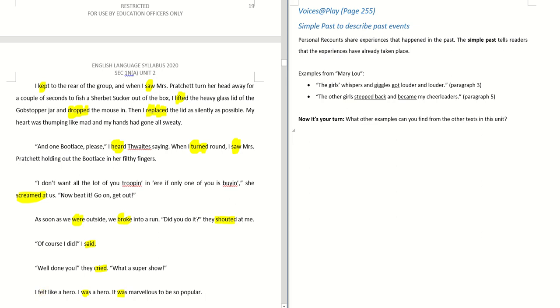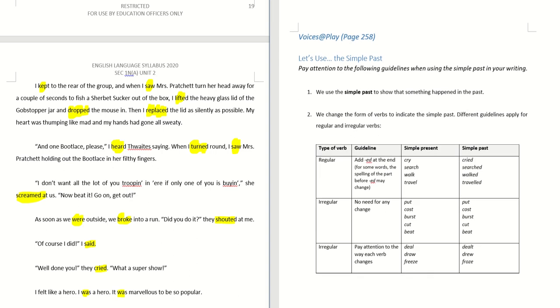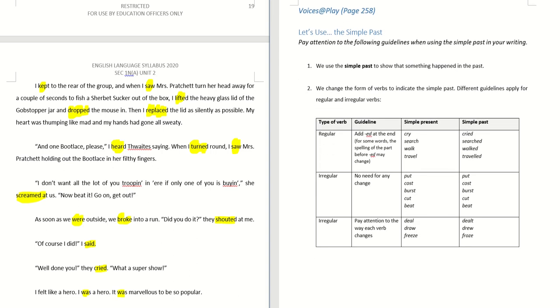So we have tried to find examples from the text, The Great Mouse Plot. So you can try reading and find examples from the text itself. Okay, now let's move on to the grammar.